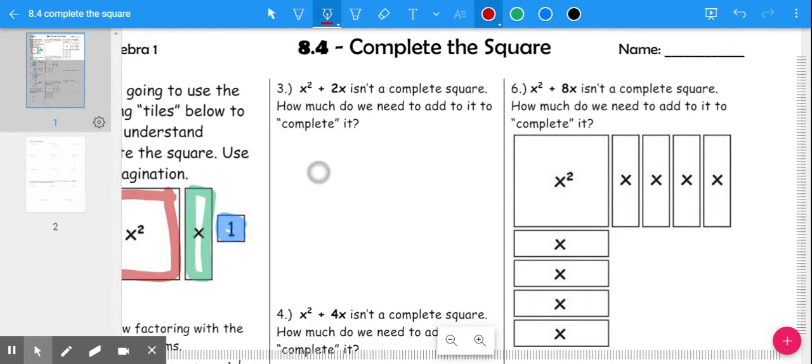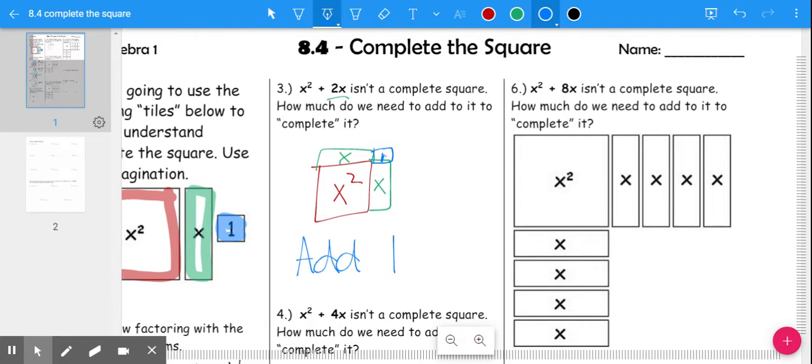So when we come up here, it wants us actually completing a square. So if we have an x squared and we have 2x, what do we need to add in order to complete it? So that little corner is empty. It's missing one of those little 1 squares. So we have to add 1.